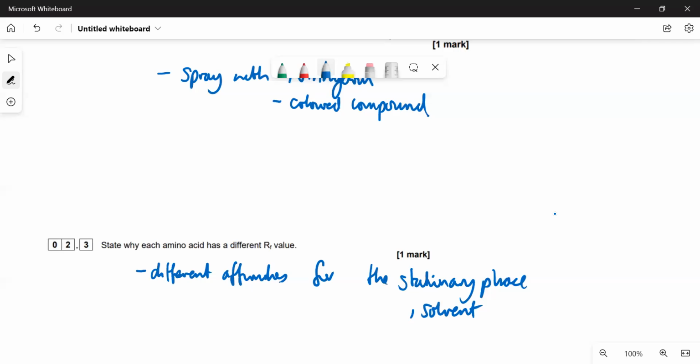Of course, if it has a strong affinity for the solvent, in other words, it can form a lot of intermolecular forces with the solvent, it's going to move fairly high up with the solvent and give you a big RF value. But if it's not forming that many intermolecular forces with the solvent, it won't travel so far.